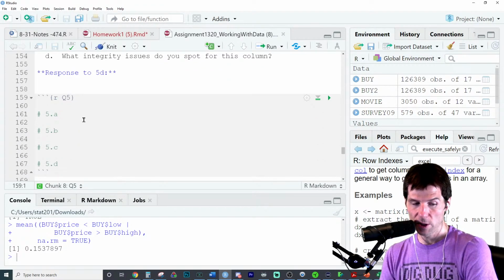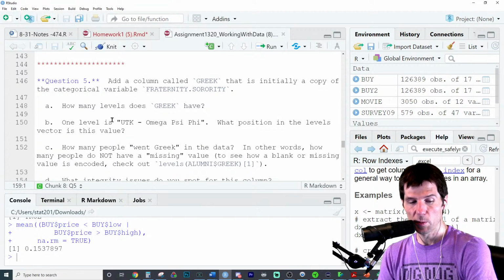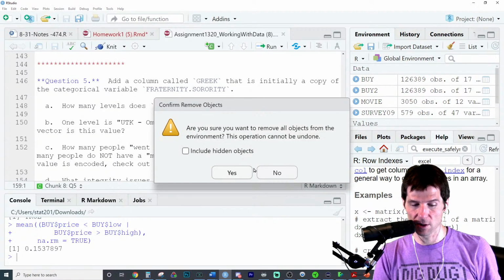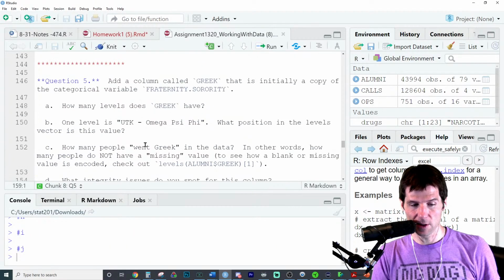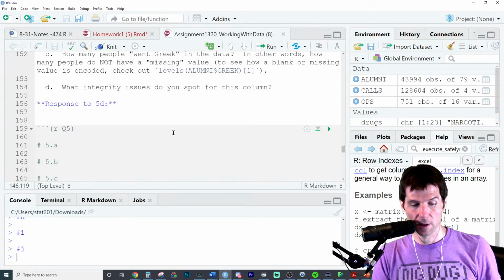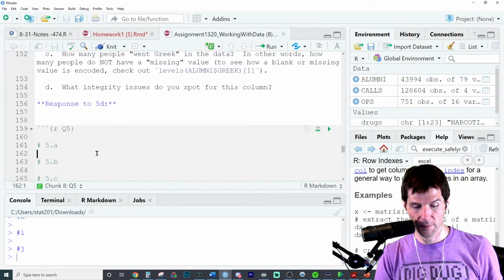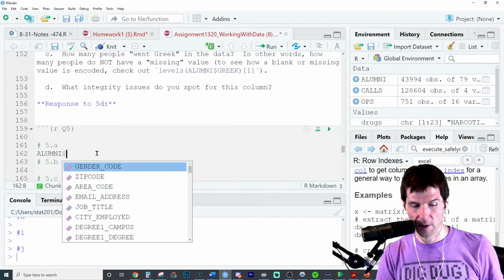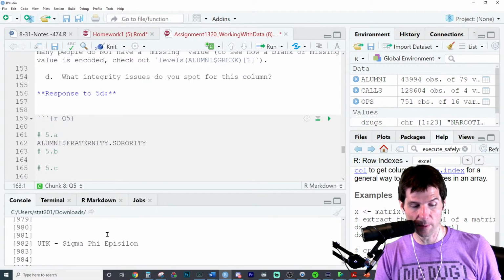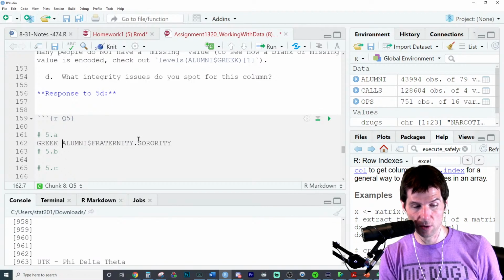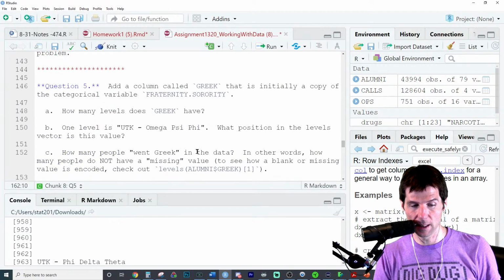So when it comes to this question, basically what we're doing is we're taking the vector, which is going to be the Greek life vector, and we're storing it. I think it's currently called fraternity sorority. So we have here the alumni data frame, and we're going to take inside of it the fraternity sorority vector, which is just the different Greek life organizations that people have, and we're going to store it into the vector Greek life.